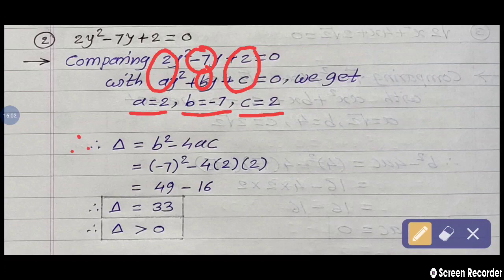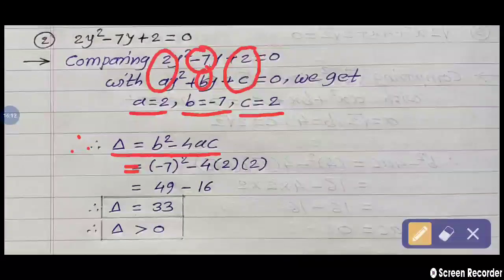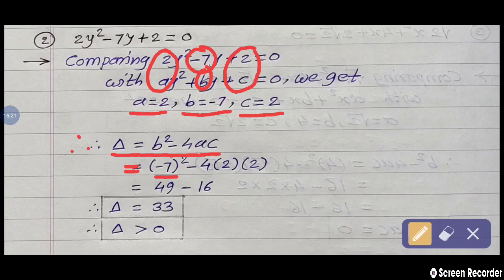Therefore, first of all, we find the value of discriminant. Therefore, delta is equal to b square minus 4ac. Now substitute the values. What is the value of b? That is minus 7. So we write minus 7 square minus 4ac. The minus sign remains as it is. So 4 into the value of a, which is 2, and the value of c is also 2. Those values we are substituting here.